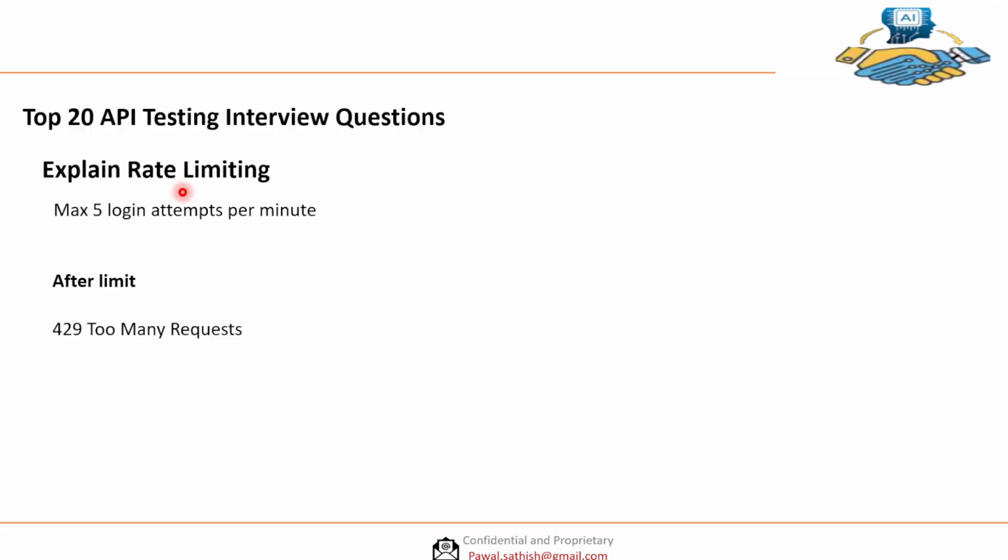Okay, explain rate limiting. As part of our security testing, maximum 5 login attempts per minute. Then after the limit, we should return 429 Too Many Requests. This is for security purposes.